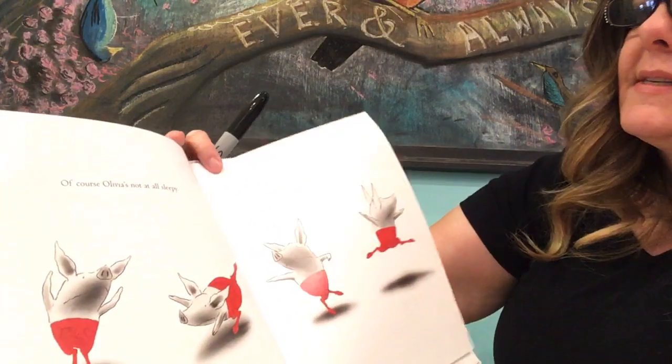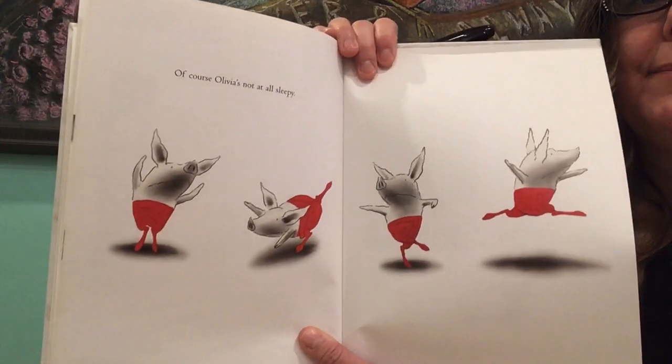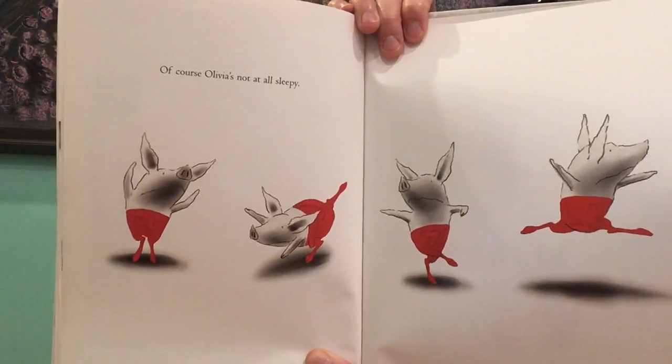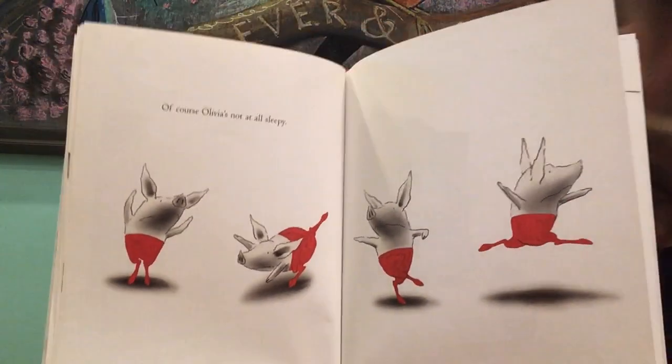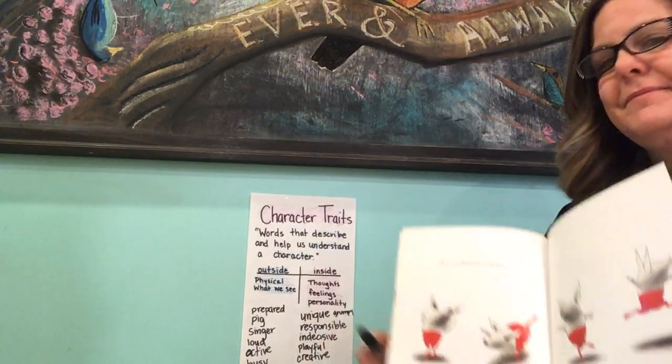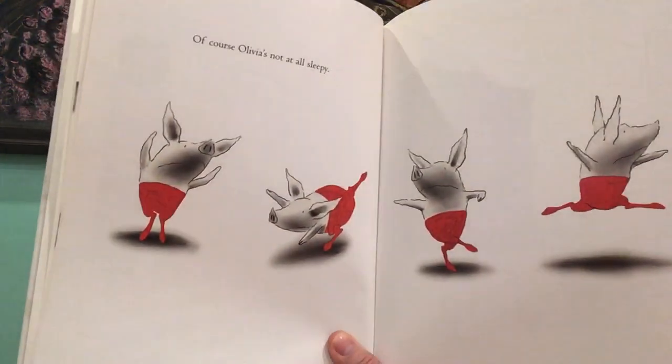Of course, Olivia is not at all sleepy. So she's found a lot of things to do instead of go to sleep. So that goes back to her being creative, playful. That kind of proves that, doesn't it?